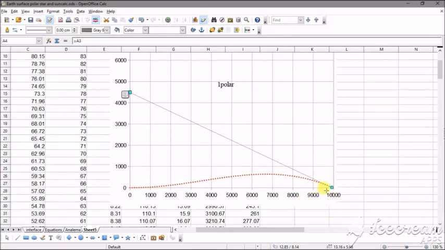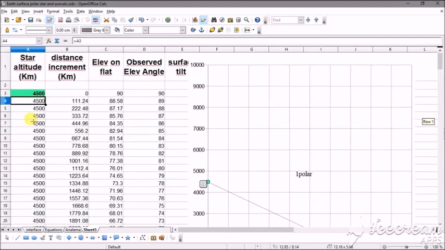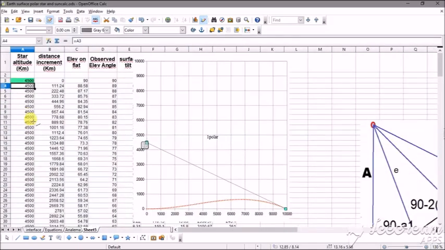It's a zero at 10,000 kilometers. That's what we observe in reality. That's on the equator, the elevation angle of the polar star is zero, if you can see it. So I think there's no point going down anymore, but let's just see what's going to happen.